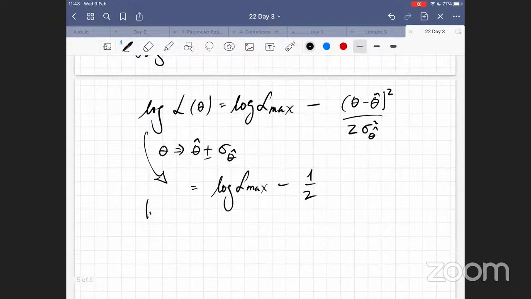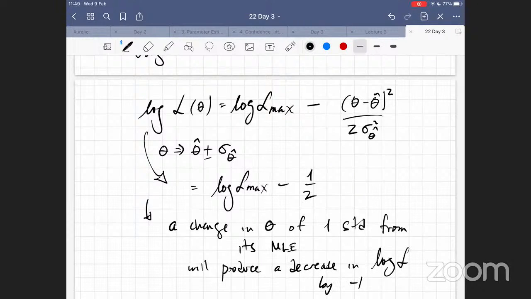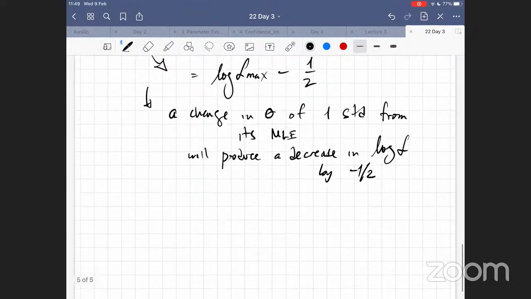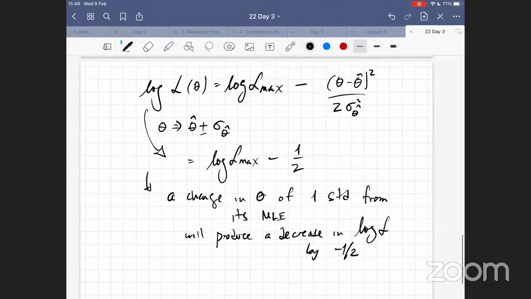The interpretation of this is that a change in theta of one standard deviation away from its maximum likelihood estimate will produce a decrease in log likelihood of 1/2. Okay. This is very interesting, how this works actually. Let me go to another notebook. Are there any questions about the method before going to the notebook?